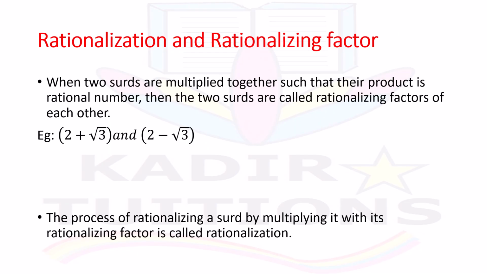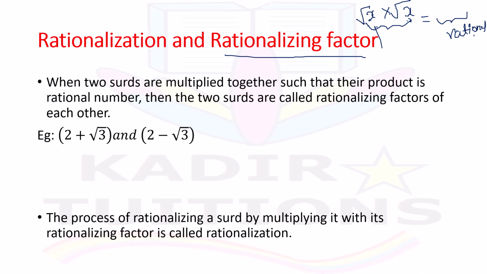And the next one: what is rationalization and rationalizing factor? This is very important. First, we'll see what is a rationalizing factor. I'm having two surds, for example root x as one surd and, just consider, the other surd is also root x. When we are multiplying two surds, if I get the answer as rational, then I can say one surd is going to be a rationalizing factor of the other surd, and this surd is the rationalizing factor of the other surd. This is what we are concluding.